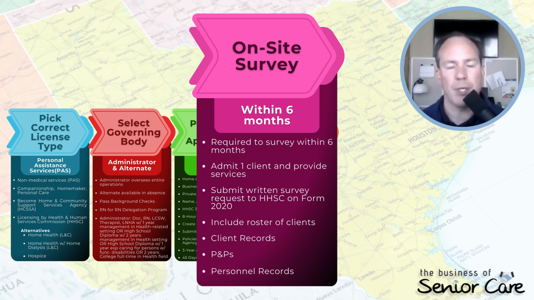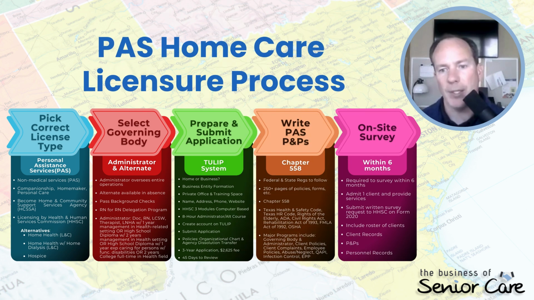And you're always subject to unannounced surveys from the health department, but only formally have to go through a 3-year certification process. So that's the overview of the 5 major components for the state of Texas and what it takes to get your PAS license.